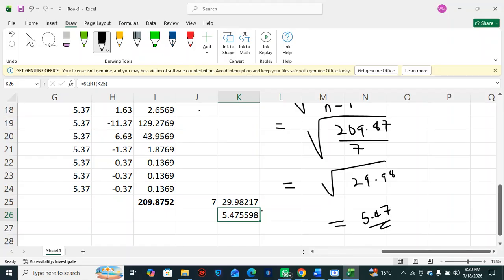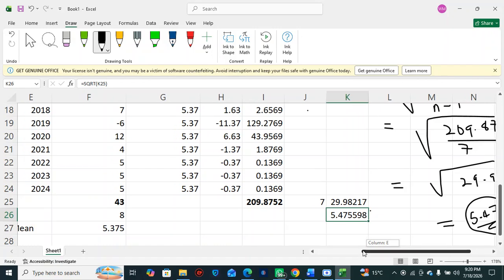So the risk is not that big. 5.47 is not a big number, because remember standard deviation, the bigger the number, the more risk that you're incurring. What risk? We're talking about total risk, and systematic and unsystematic risk. That's the total risk that we are talking about. A standard deviation of 5.47 is very small. This investment is not that risky.